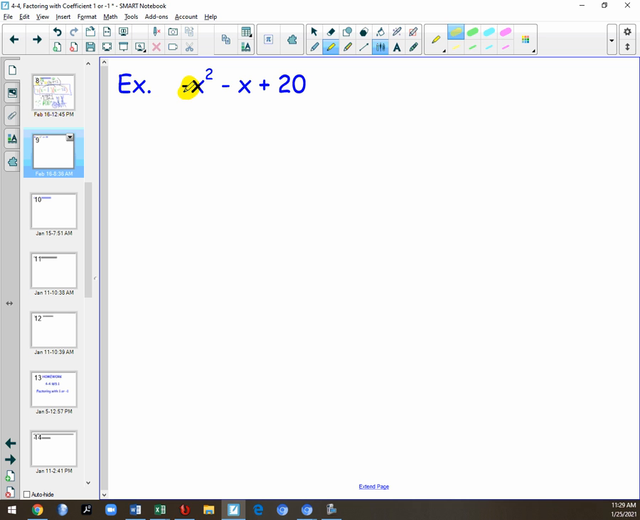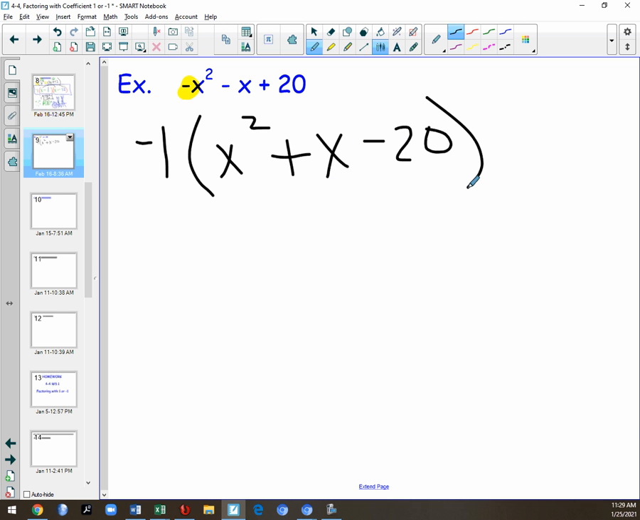Why? Because we don't like our coefficient on our x squared to be a -1. So if I pull that out, I'm doing division. A -x squared divided by -1 is positive x squared. -x divided by -1 is positive x. Positive 20 divided by -1 is -20. Okay, so remember, the -1 must stay with the entire problem. That's your annoying little sibling that is tagging along with you and your friends. It has to stay there.